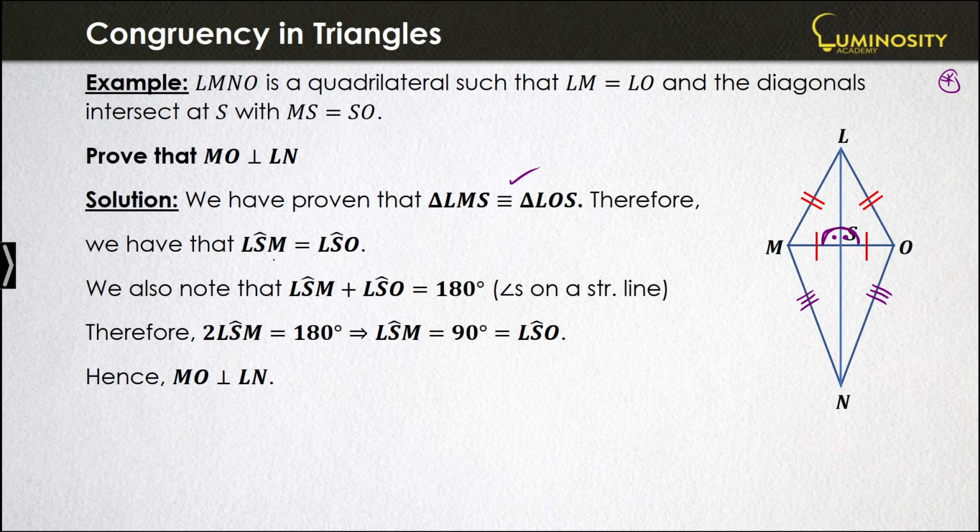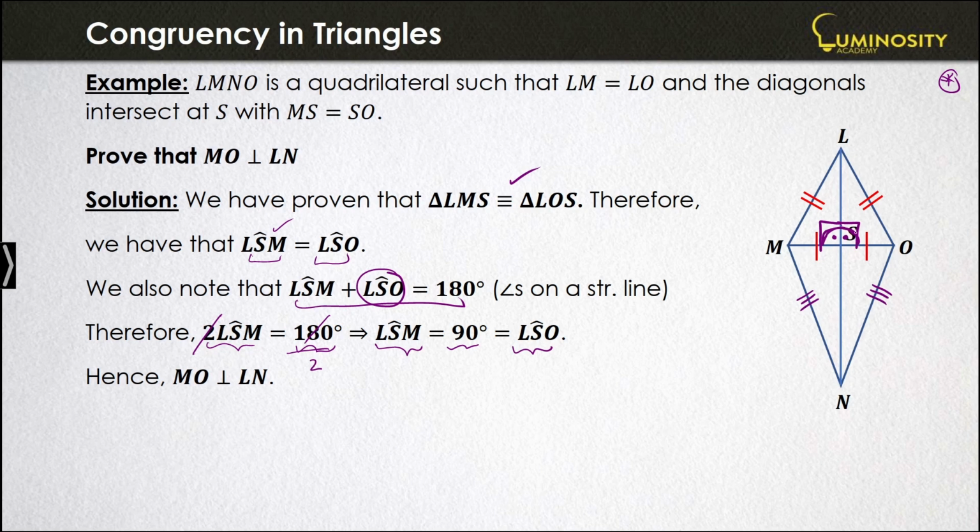Because LSM is equal to LSO, and we've got this equation, I'm going to substitute LSO with LSM. So I have two amounts of it equals 180. So therefore I've shown that LSM, which is the same as LSO, is 90 degrees if I divide both sides by 2. So that shows us that this angle is perpendicular, or 90 degrees. Therefore, we can conclude that the line MO is perpendicular to the line LN.